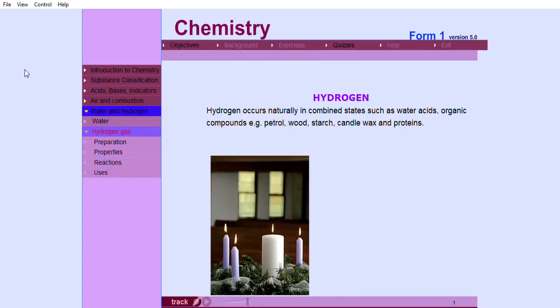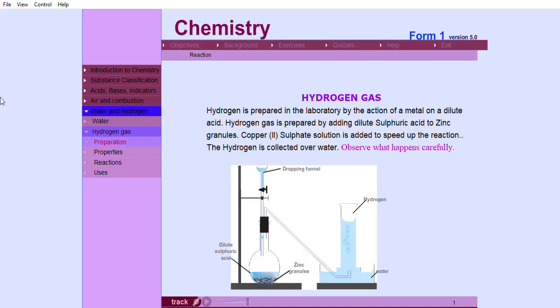Some compounds that contain hydrogen include water, acids, and organic compounds such as wood, starch, candle wax, and proteins. Hydrogen can be prepared in the laboratory using zinc granules and sulfuric acid.